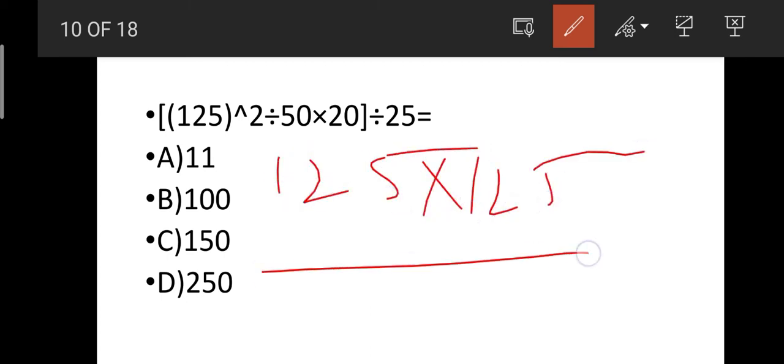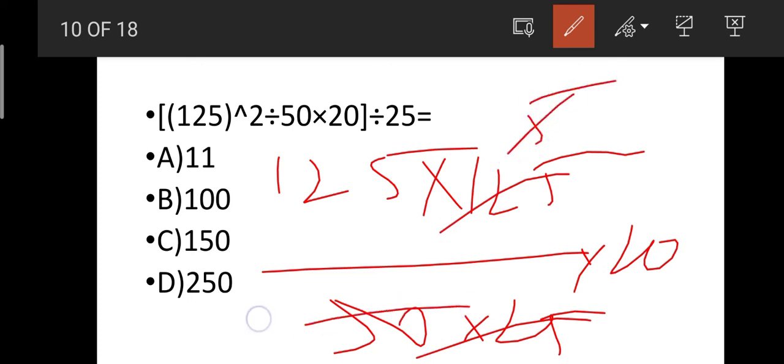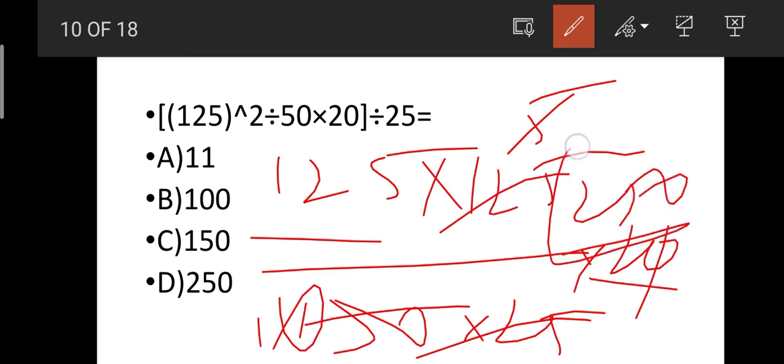So first you should go for 125 into 125 divided by 50 into 20 and then again divided by 25. Then what should be your answer? By making all these 25 ones, 25 5s, 5 ones, 5 tens, 10 10, 125 into 2, 250. This is also a bit time taking, right? Then what should you do?